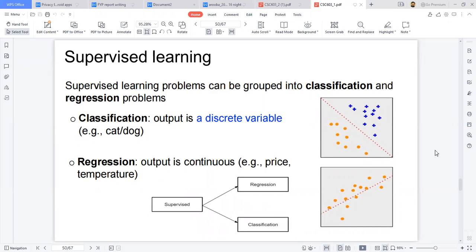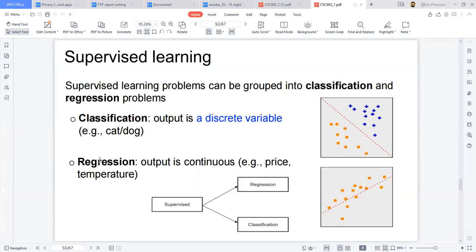Okay, so supervised learning problems can be grouped into classification and regression problems. If our output variable, our target variable, is discrete, like categories, maybe cat, dog, yes, no, or for example A, B, C, then we will apply classification. But if our output is continuous, then we will apply a regression algorithm.